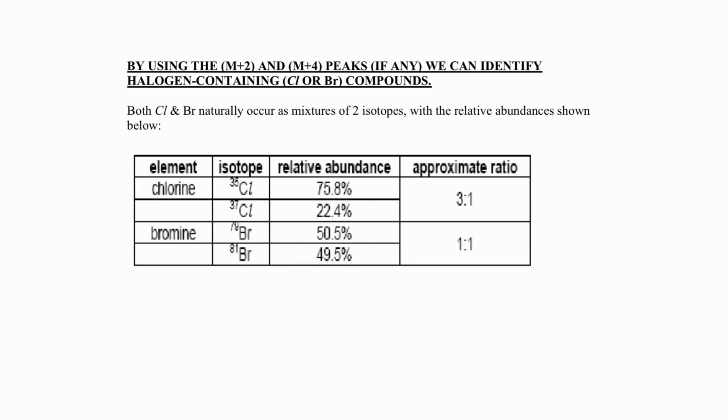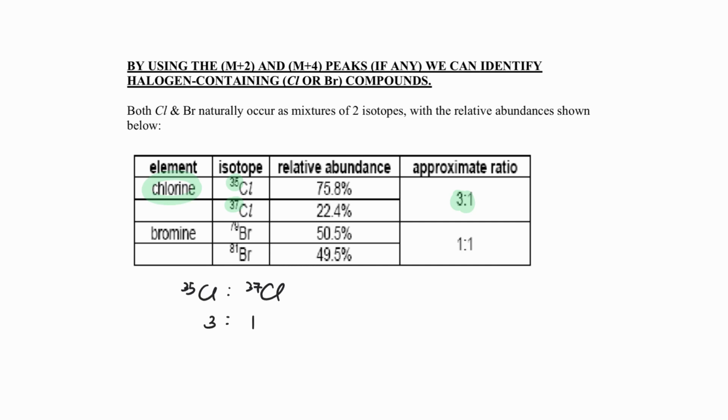In the syllabus, we are required to know for chlorine, where we have chlorine-35 and chlorine-37, the ratio of them is 3 to 1. So we will have 35 chlorine to 37 chlorine with a ratio of 3 to 1.